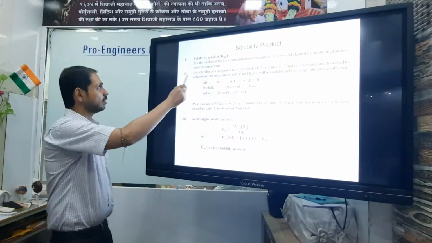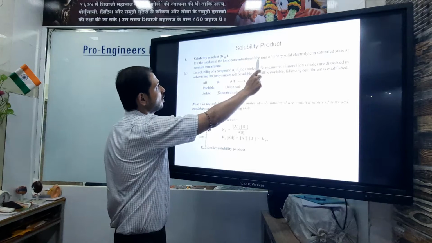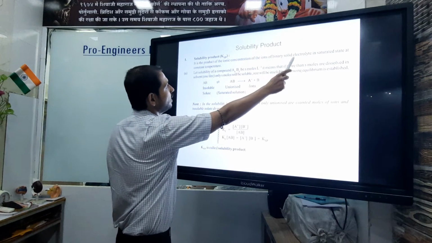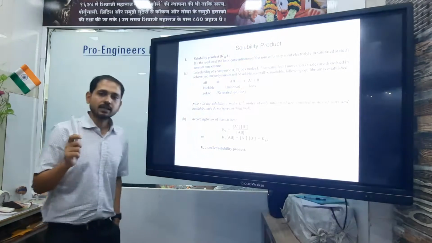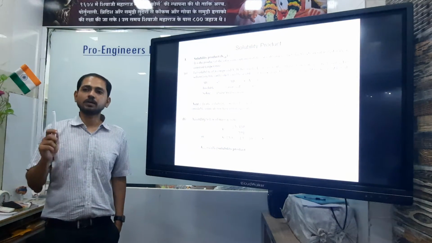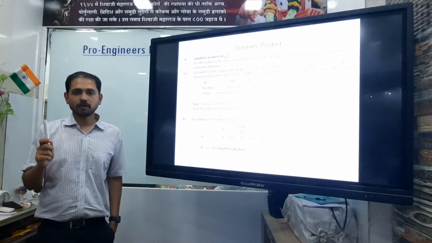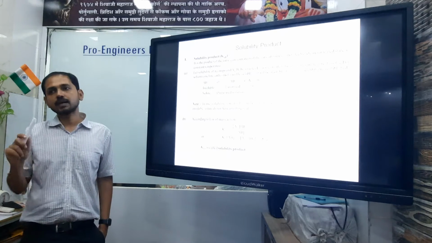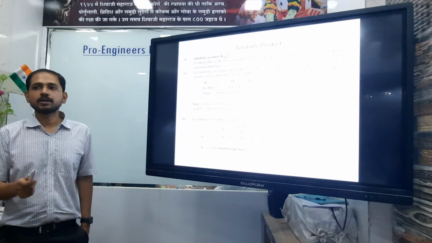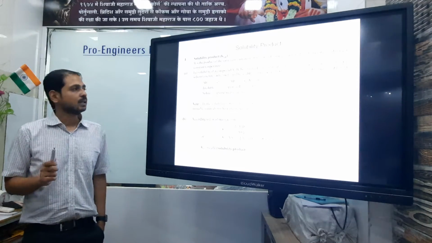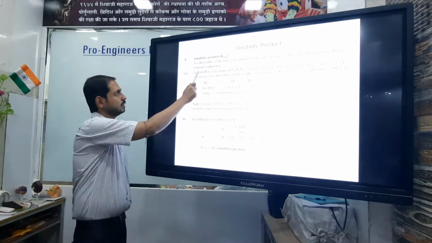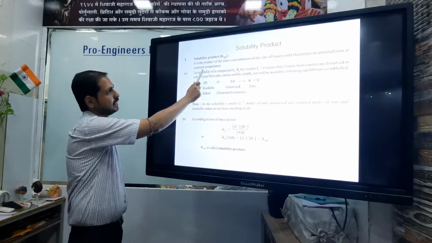So now here, solubility product is the product of the ionic concentration of the ions of a binary solid electrolyte in the saturated state at constant temperature. In the definition of solubility, I told you temperature is an important parameter because temperature affects the solubility. So whenever we talk about solubility, we need to mention the temperature. That's why in the definition there is also the phrase constant temperature.